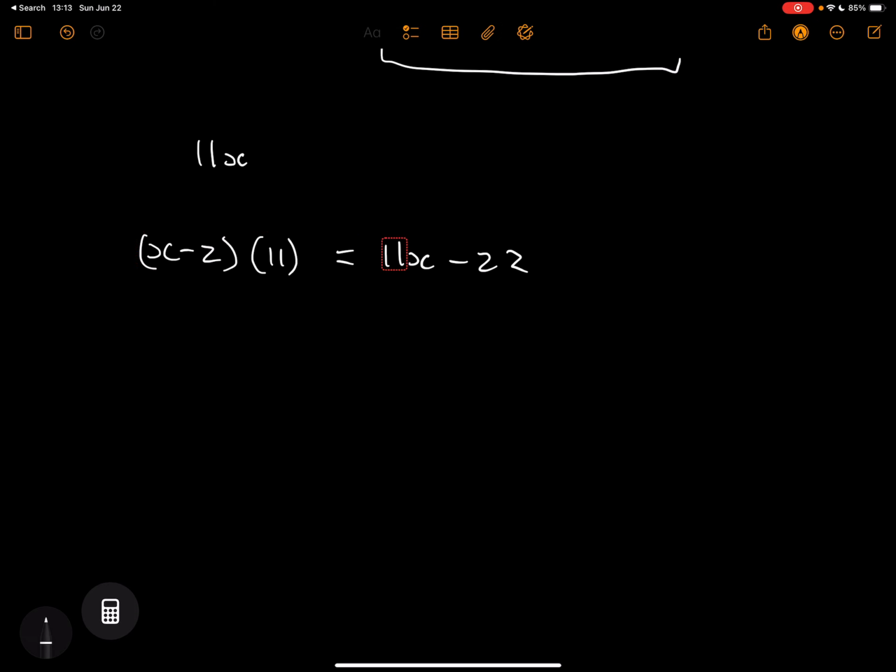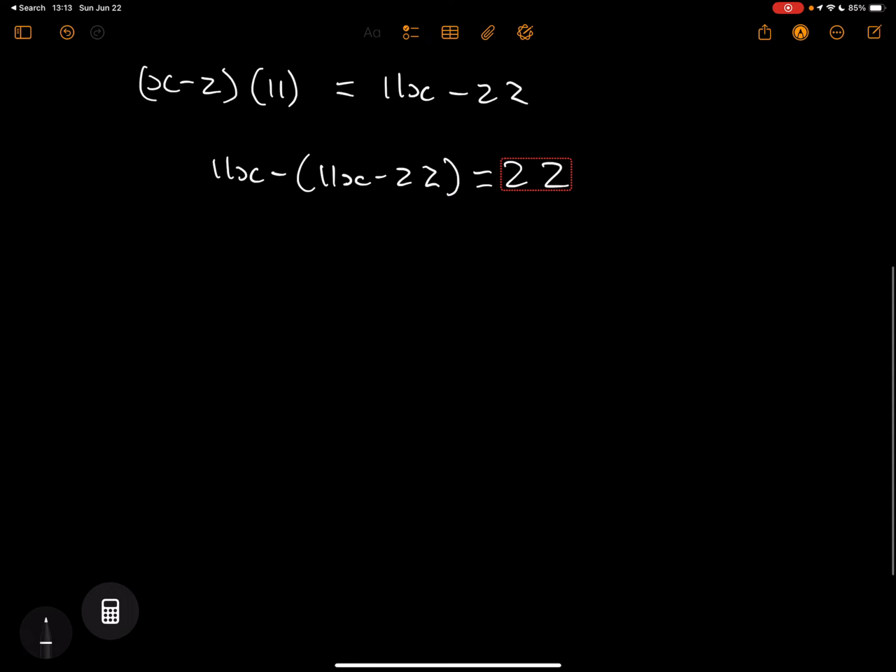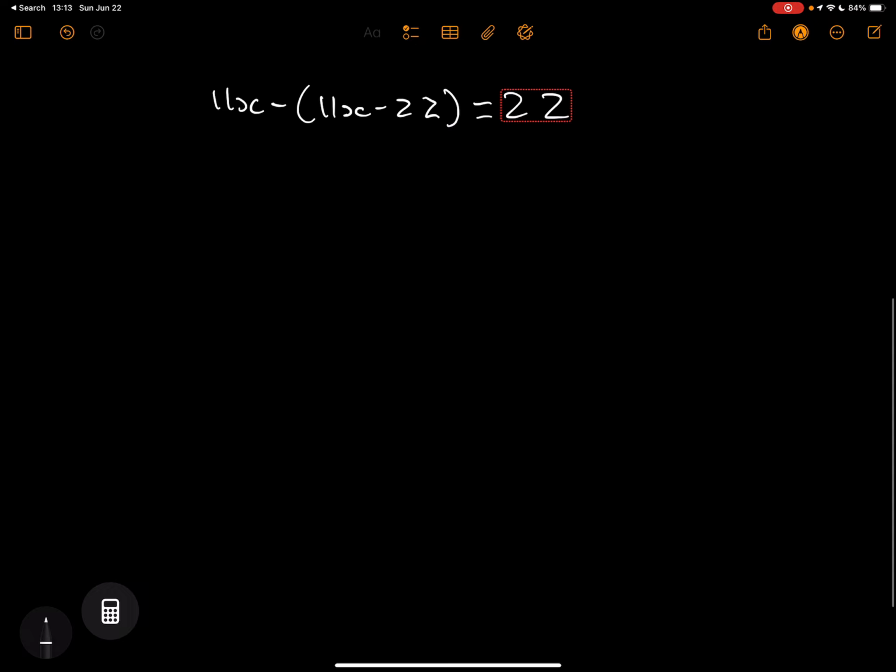And now we subtract. So from this we get, let's see, 11x minus 11x is 0, and you have 22, like that. So now 22 is an integer, and as usual, we do not divide further.